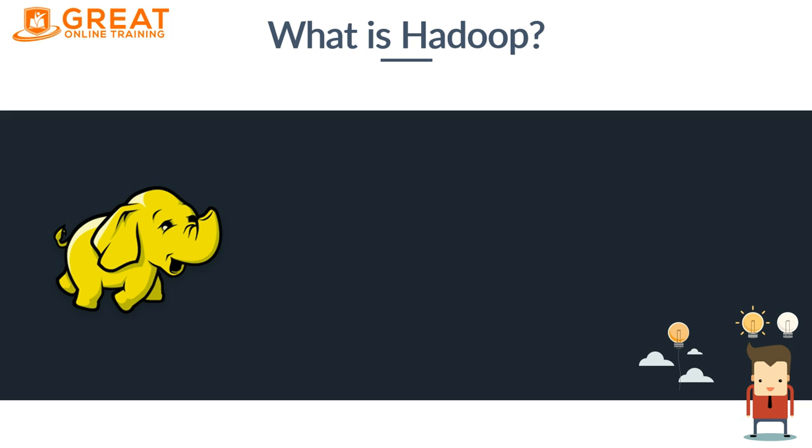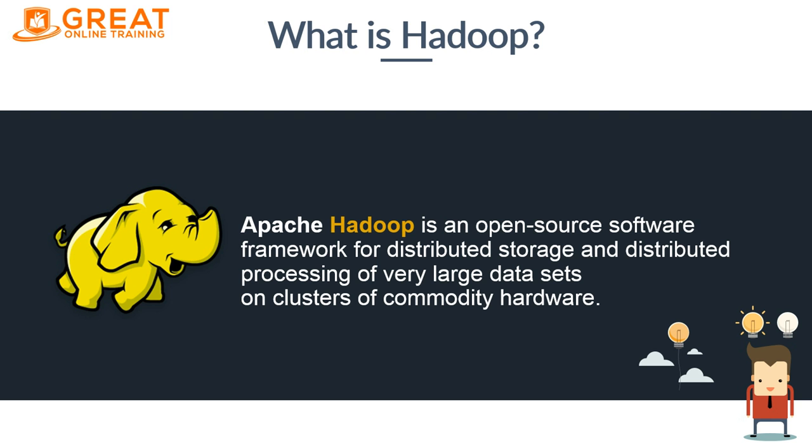So what is Hadoop? I will give you a brief definition of Hadoop. Apache Hadoop is an open source software framework for distributed storage and distributed processing of very large data sets on clusters of commodity hardware. A big definition. So I'll break this definition into three parts so that we can understand it very easily.